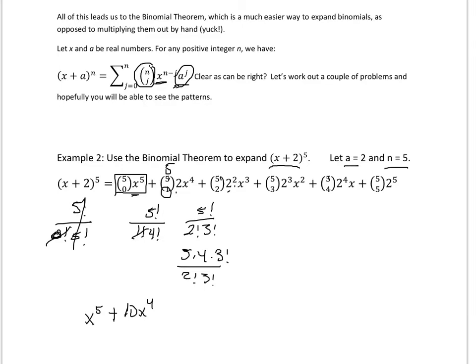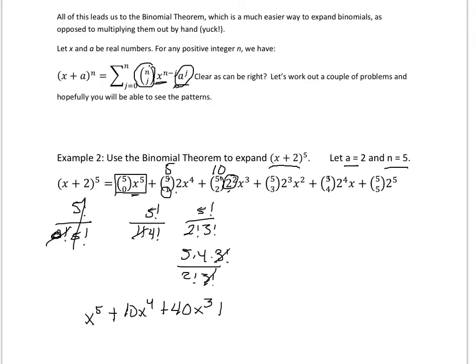So now what can I do? Cancel out the 3 factorials. Good. 5 times 4? 20. What's 2 factorial? 2. 20 over 2 is 10. Okay, so 5 choose 2 is 10, and then I'm going to times that by 2 squared. So 2 squared is 4, times 10 is 40. And then I have x to the third.